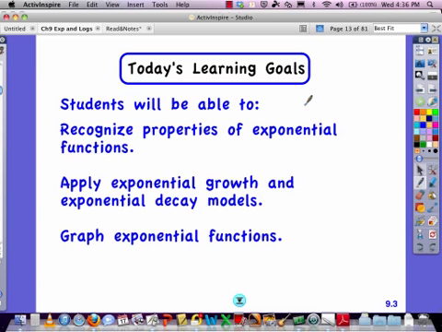Okay, our next section, 9.3, will carry over our discussion of exponential growth and exponential decay. We will actually be talking more about continuous growth and decay, which is slightly different, but very much related. So take a look at our learning goals. We want to recognize the properties of exponential functions, allow these exponential growth and decay models to work, and then again, graphs. So as I said, very similar, but different in a little regard.